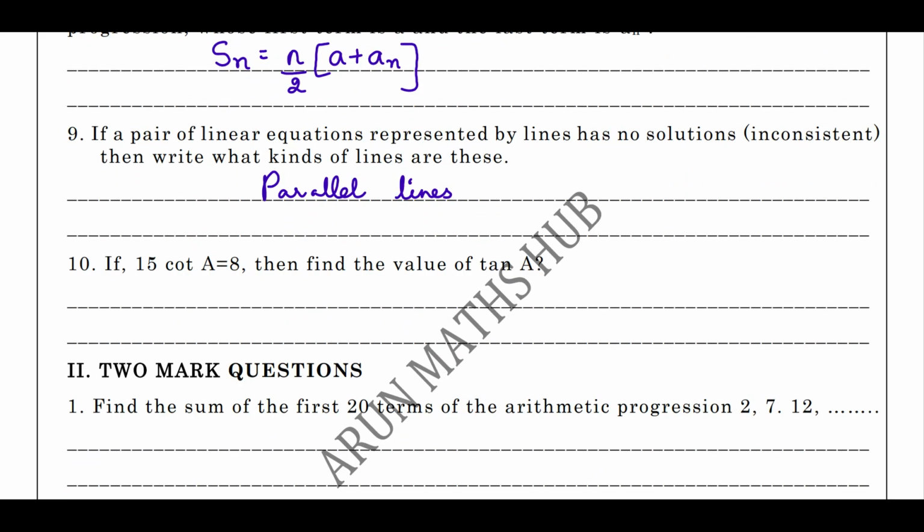Next question, if 15 cot A equals 8, that means cot A can be written as 8 by 15. Now what is the value of tan A? Tan A is the reciprocal of cot A. Therefore tan A equals 15 by 8. Just reciprocal it, you will get tan A. Reciprocal of sin is cosecant. Reciprocal of cos is secant. Reciprocal of cot is tan.